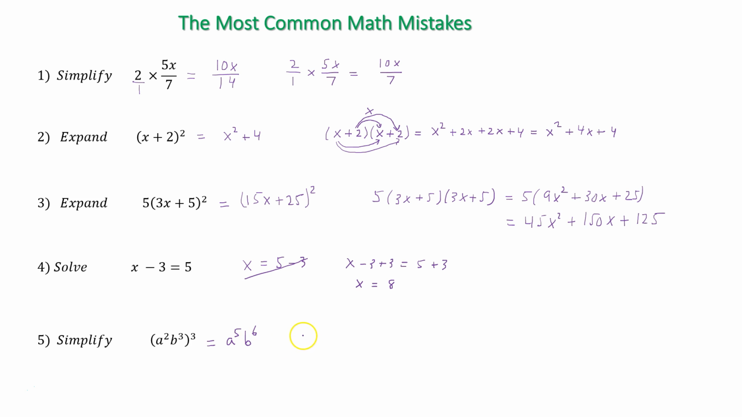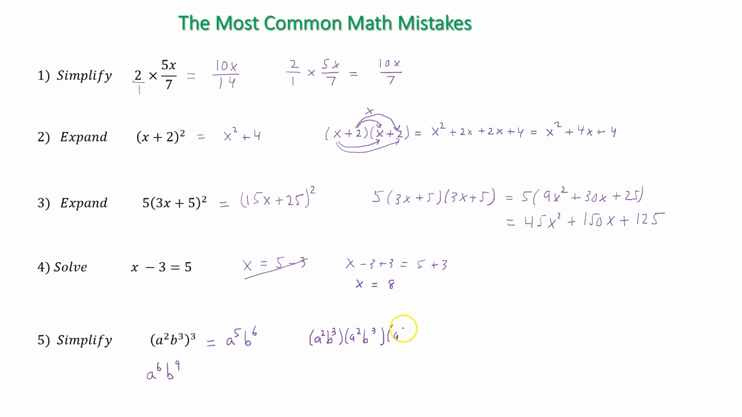What it actually should be is a to the power of 6 times b to the power of 9. So they should be multiplying the exponents. This is because this bracket is repeated 3 times. That's what this actually means. So if we write this out, it would look something like this: a to the power of 2 times b to the power of 3, times a to the power of 2 times b to the power of 3.